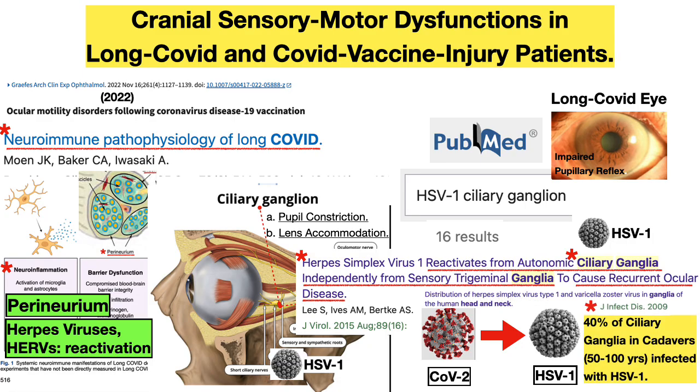How prevalent is HSV in ciliary ganglia? In a study of cadavers of people between 50 and 100 years of age, approximately 40% of the ciliary ganglia were infected with HSV-1. In contrast, approximately 25% of the ciliary ganglia in these cadavers were infected with VZV, varicella zoster virus.